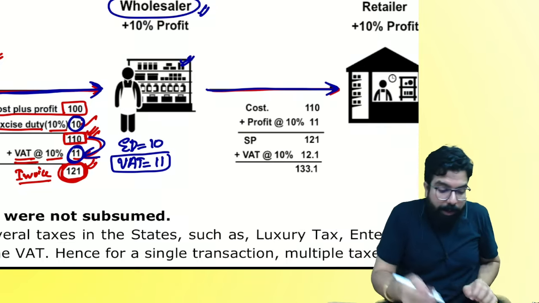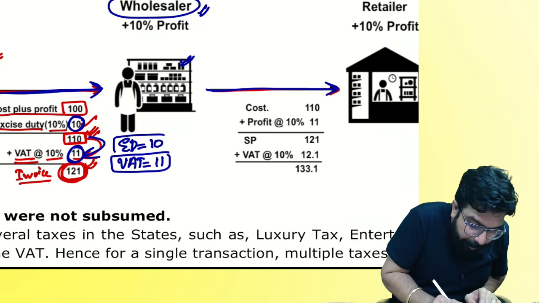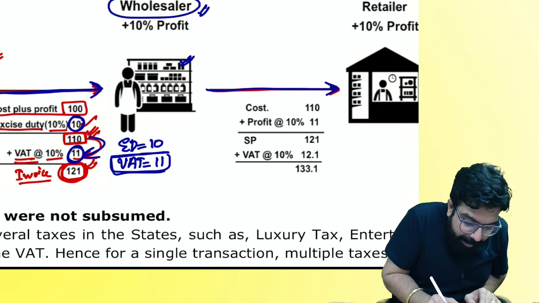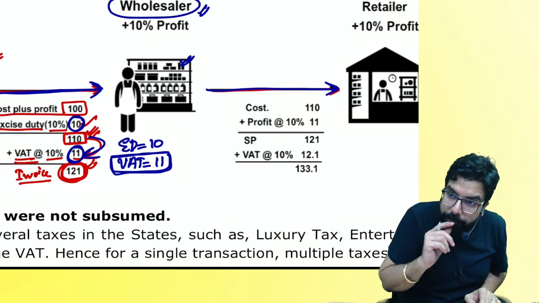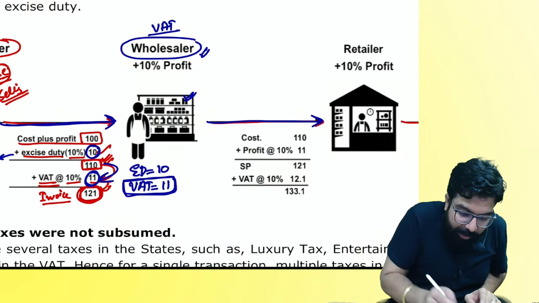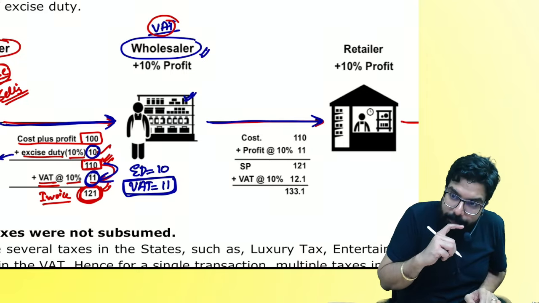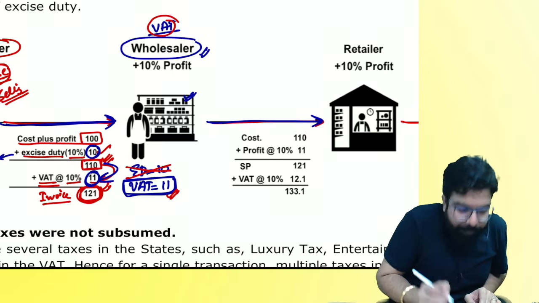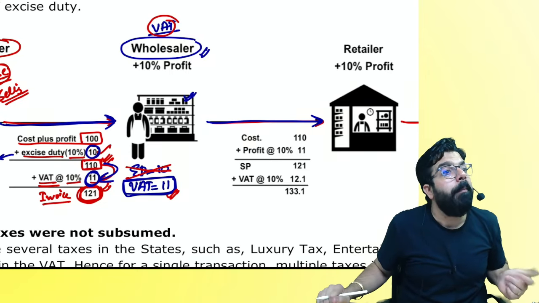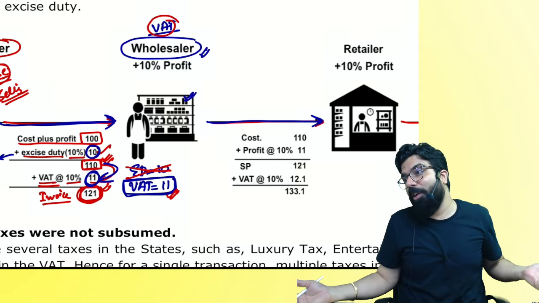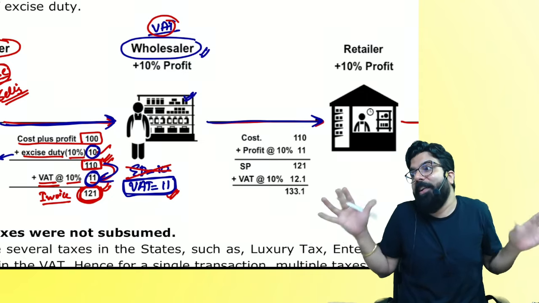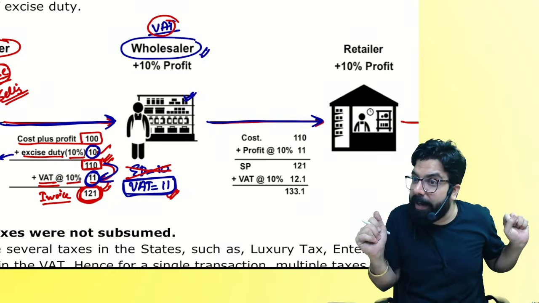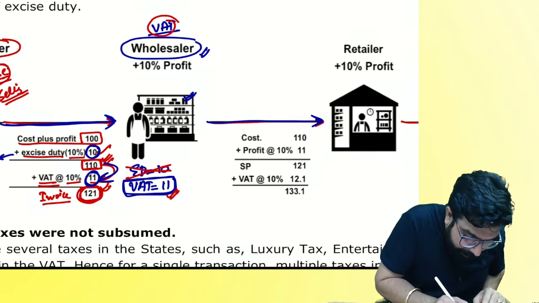So, can you tell me what is the wholesaler's excise duty paid? What is the VAT paid? 11. But you know what used to happen? Wholesalers are registered only under VAT, right? So they will get VAT credit. Excise duty credit they never used to get. Why? You are not registered. So government used to say no credit for excise duty. Whenever I don't get credit, can you tell me what will be my cost? 100.